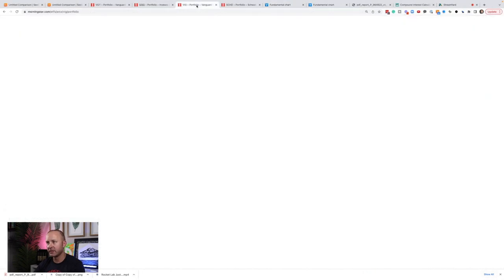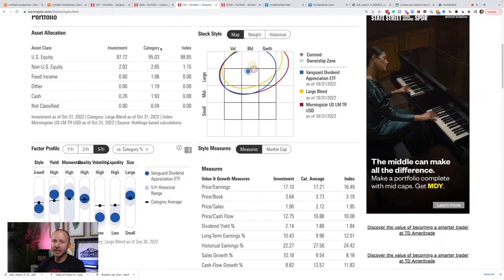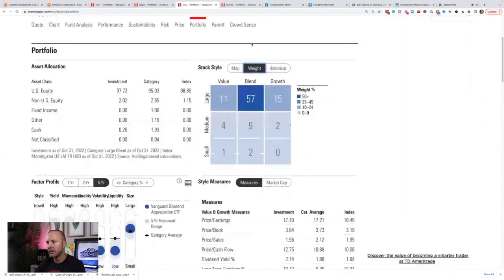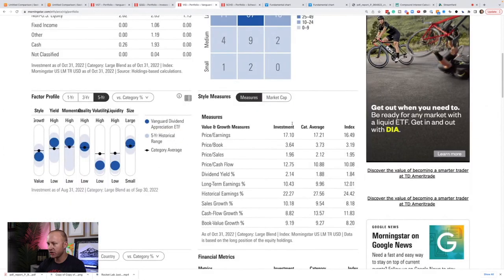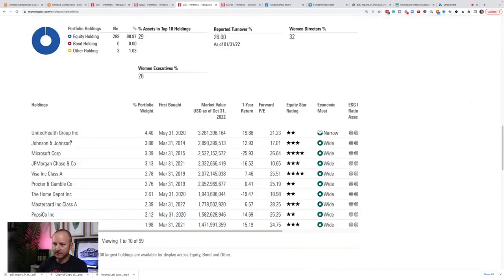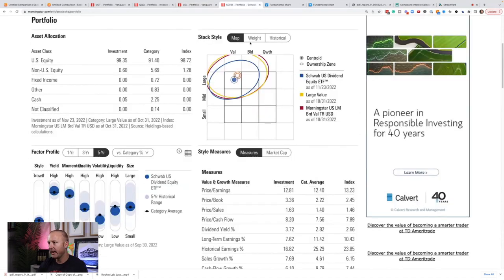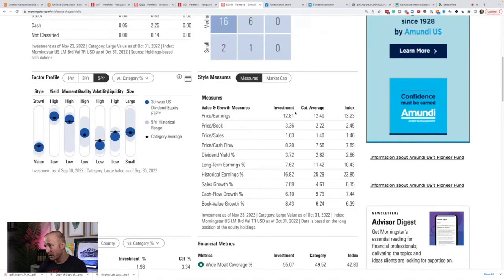All right, let's jump over to VIG and SCHD and compare the top 10s, right? Okay, in VIG, price to earnings ratio is at 17. So, not that much lower than QQQ and VGT, right? And then here are the top 10. United Health at 4%, Johnson & Johnson 3.8%, Microsoft, JP Morgan, Visa, Procter & Gamble, The Home Depot, MasterCard, Pepsi, and Coca-Cola.